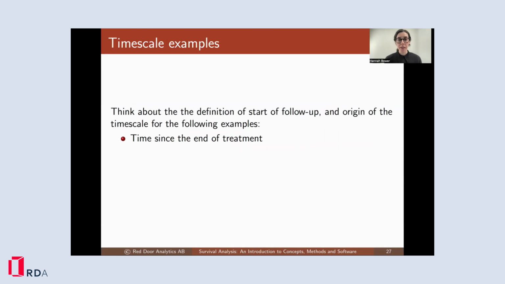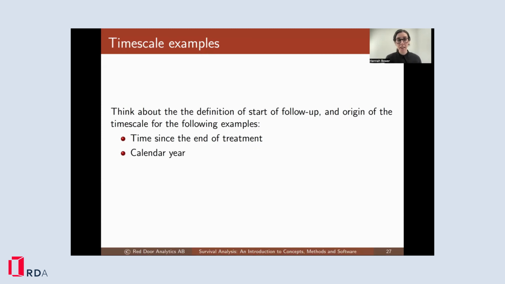So let's think about some examples here and try and think about where the origin of each timescale is for the following examples. If we follow individuals from time since the end of a treatment, so these patients have a treatment, and then after the treatment, we start following these patients. Then we know that time 0 is at the time point where they end their treatment. And then we follow them across the time since end of treatment timescale.